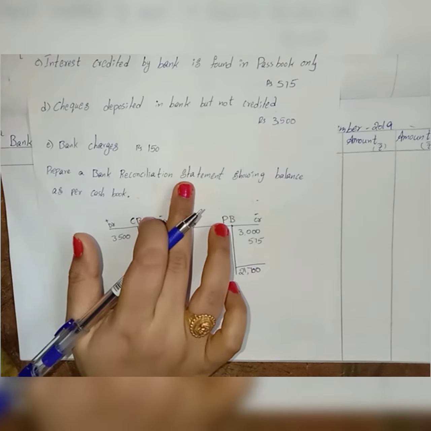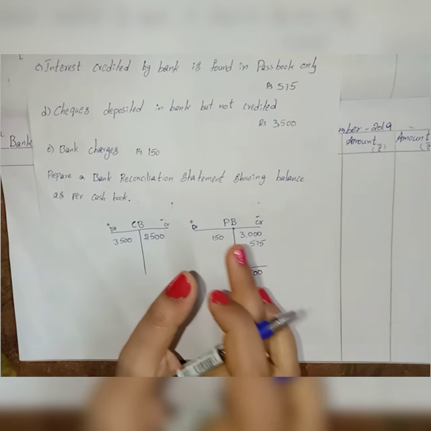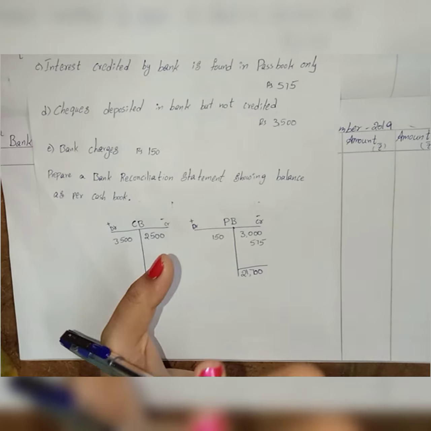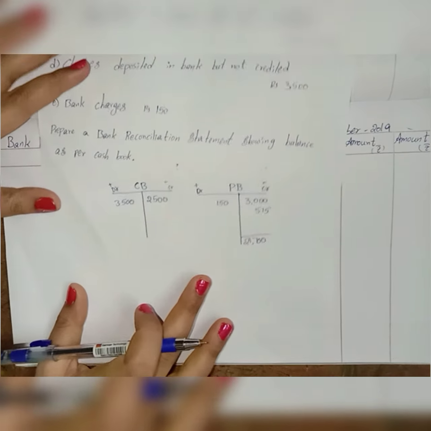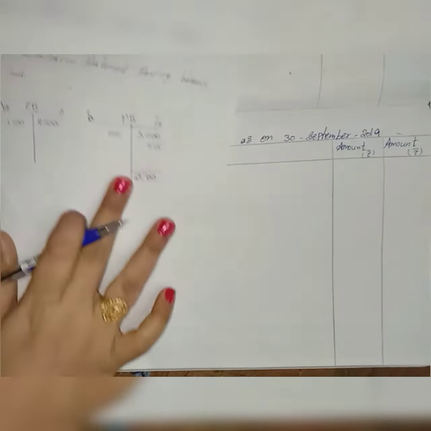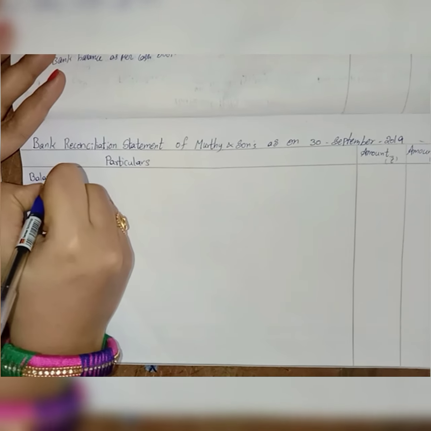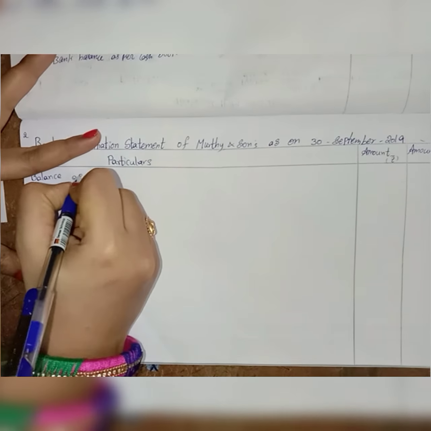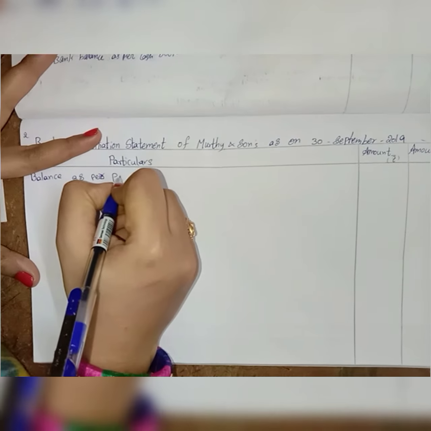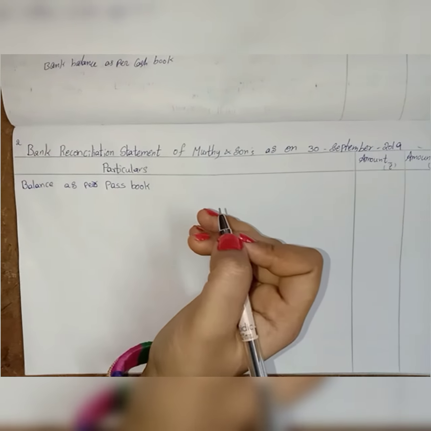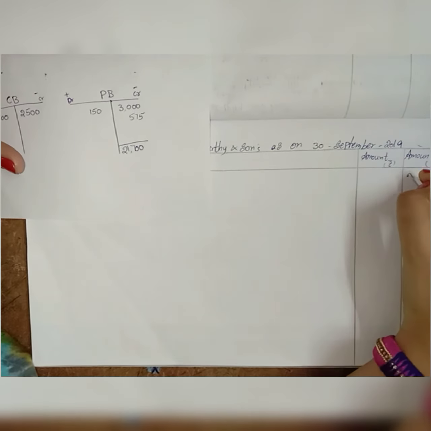Prepare a BRS statement showing the balance as per cash book. So we have to show the balance of the cash book. Right? Let us start our sum. Balance as per passbook. So the amount is 21,700 in the outer column.